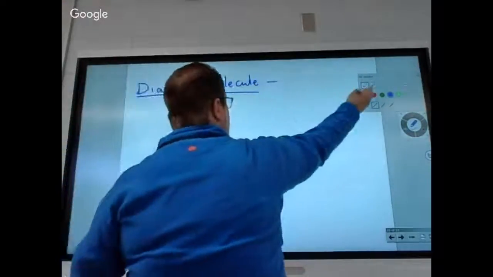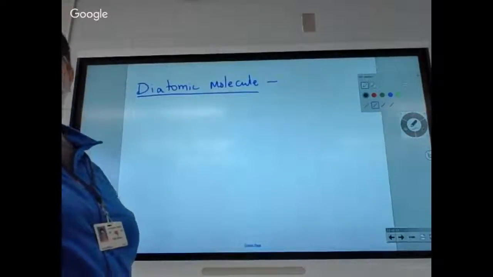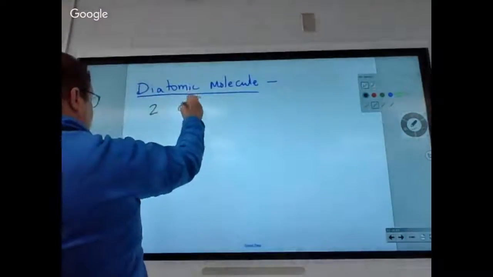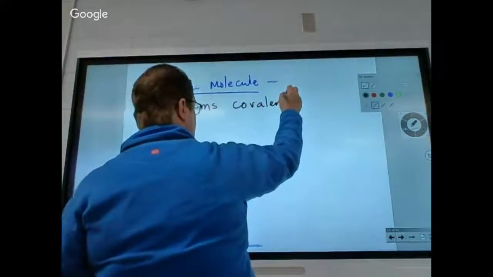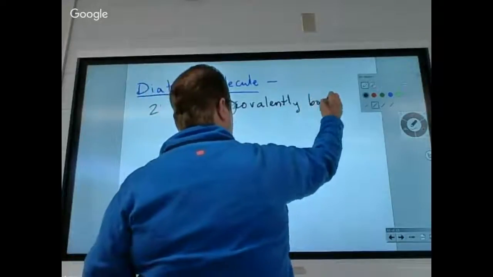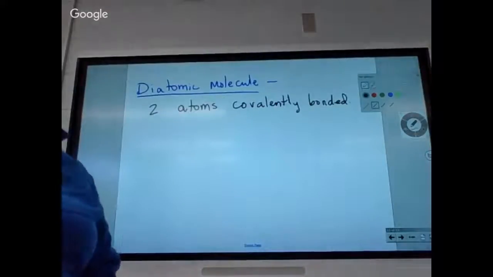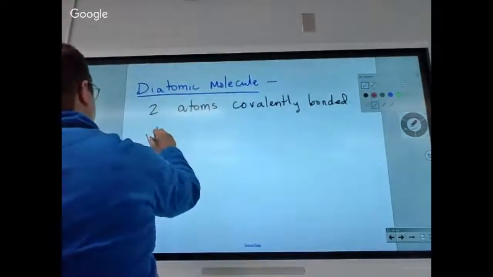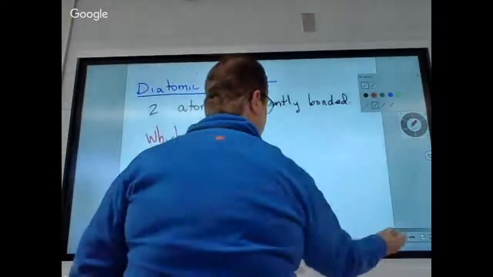We can talk about examples in a second. What is it defined as? Something with the subscript two. With the same name. Okay. Two atoms covalently bonded. Do they have to be identical? No. Okay. So do molecules have to be identical? Mm-mm. So what's the difference between this and a molecule?